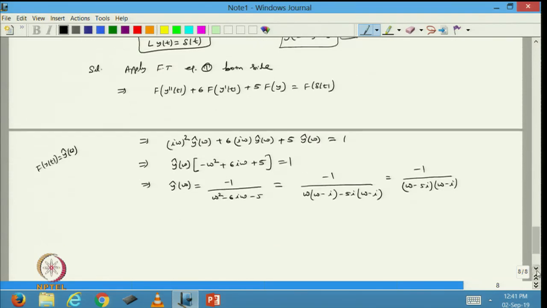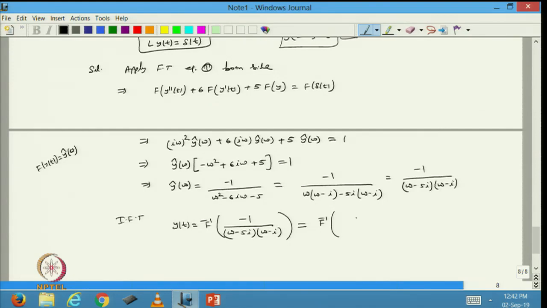So, now I want to take the inverse Fourier transformation. So, I want my solution in terms of y(t). So, this will be F inverse of minus 1 into omega minus I. So, this one I want to take the inverse Fourier transformation. If you remember, the same thing used to happen in the Laplace transformation. So, we have to simplify this one by taking the partial fraction. So, this one can be written as, if I take the partial fraction.